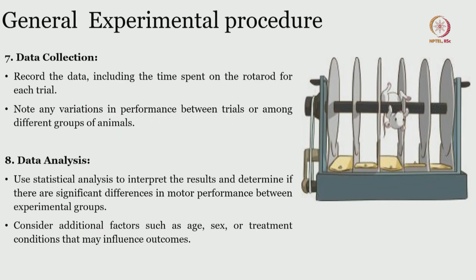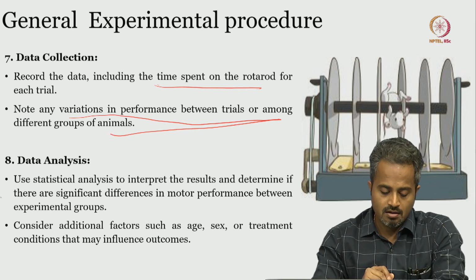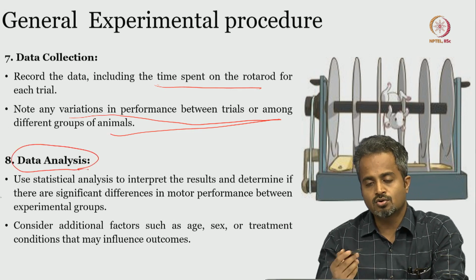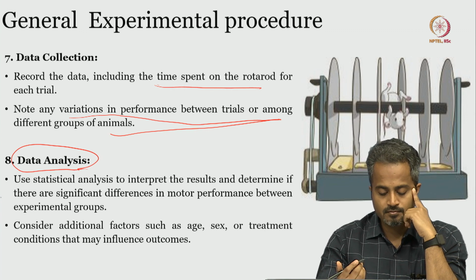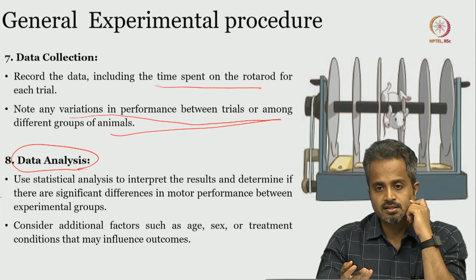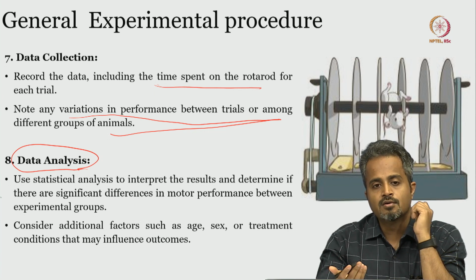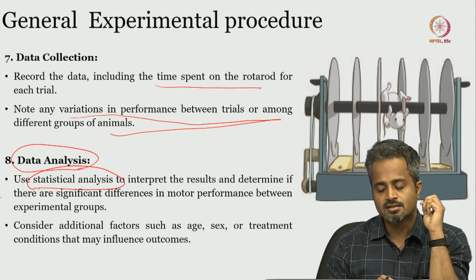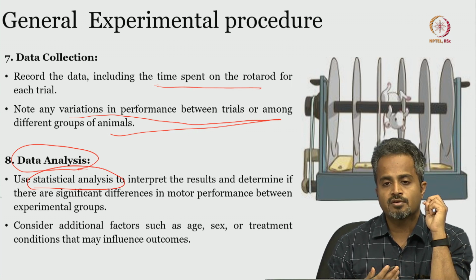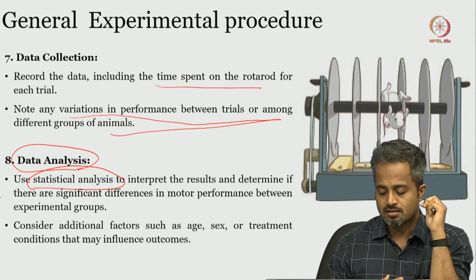And then you need to allow time to record the data and include the time spent on the Rotarod for each trial. Any variation in performance between trials among the different groups of animals should also be noted. For data analysis, in these automated setups, data are automatically obtained using the various parameters I just discussed, and there is a good user interface to collect the data. But the most important thing is you need to involve statistics in the analysis to make sure the variation in performance is taken care of.